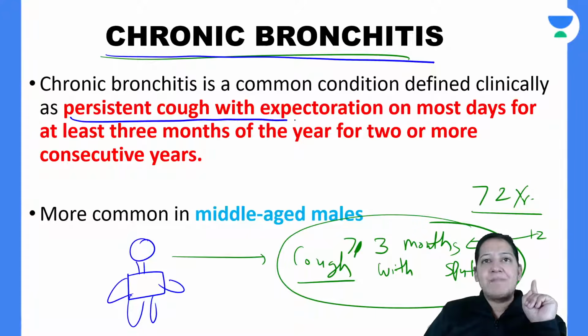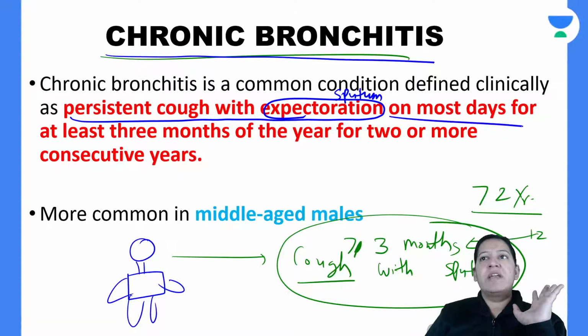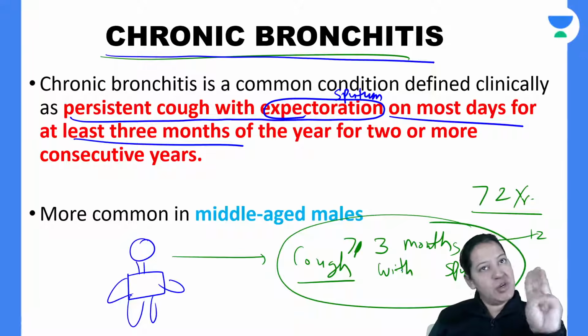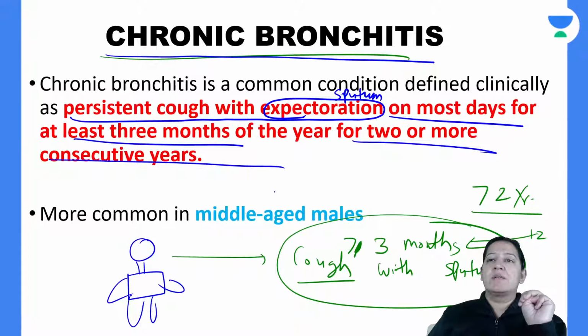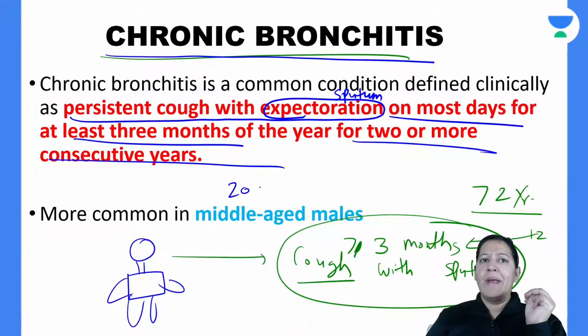Persistent cough with expectoration. Expectoration का meaning होता है sputum. So persistent cough with sputum on most of the days for last 3 months. Last 3 months से patient को cough है or it is for 2 or more consecutive years. हर साल.